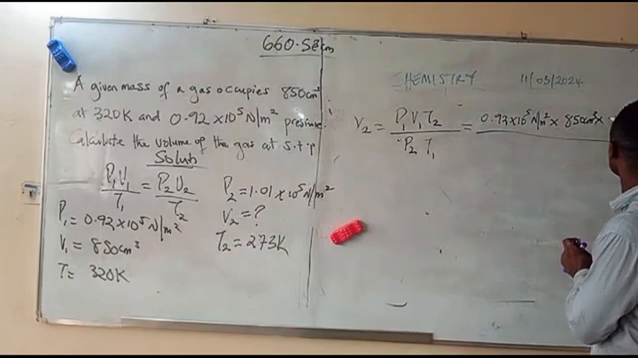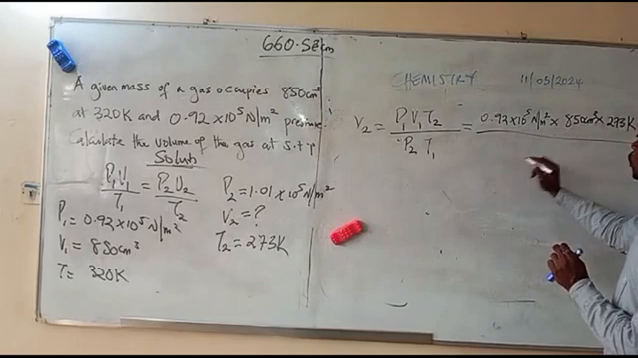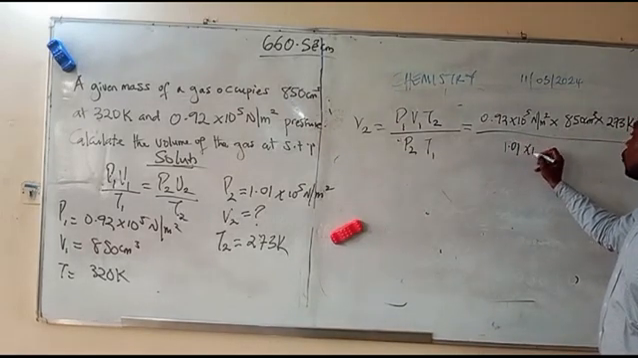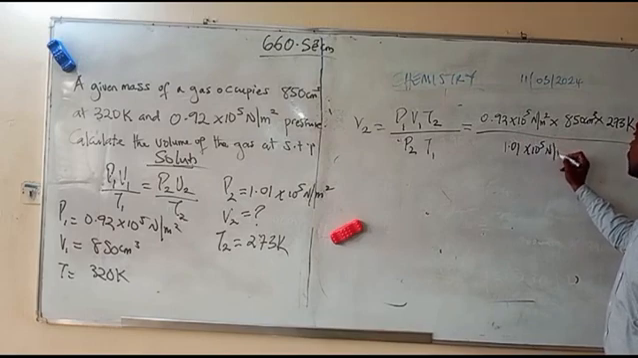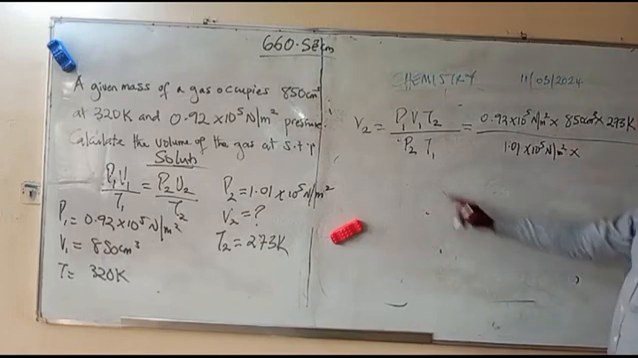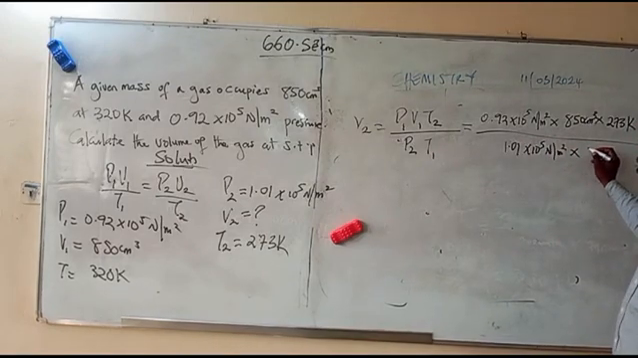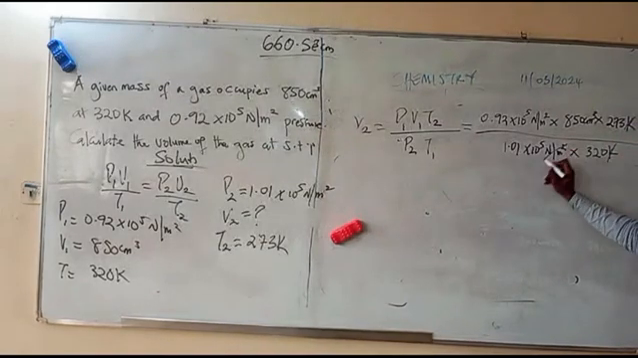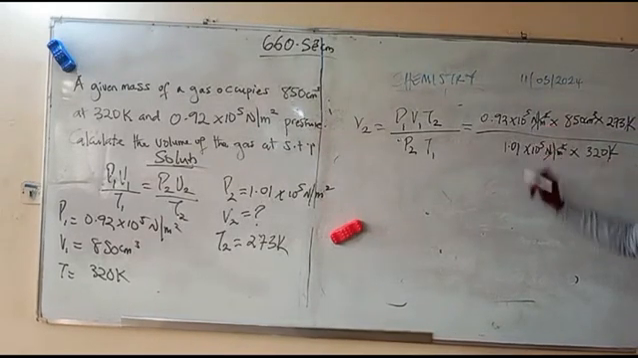So here should be 273 Kelvin over P2, which is 1.01 times 10 to the power 5 Newton per meter square, times T1, which is 320 Kelvin. So let's cancel the units. Kelvin will cancel Kelvin. Newton per meter square will cancel Newton per meter square.